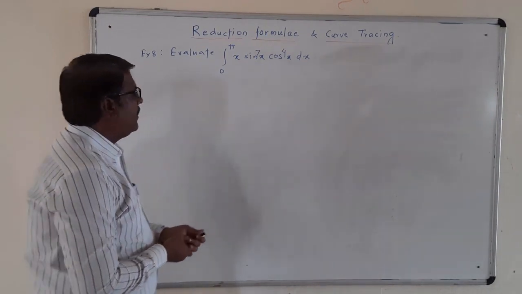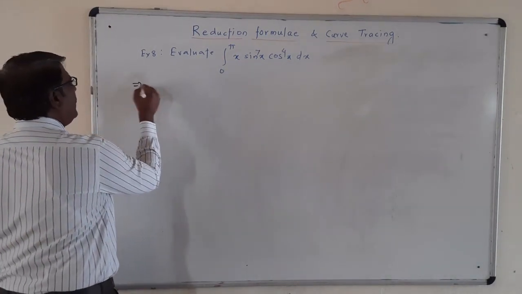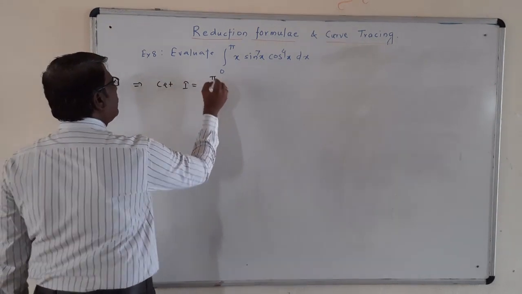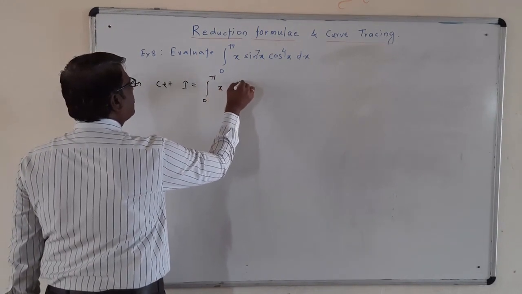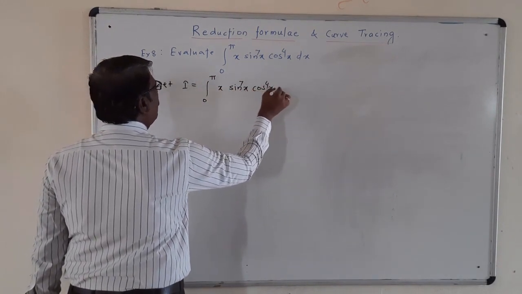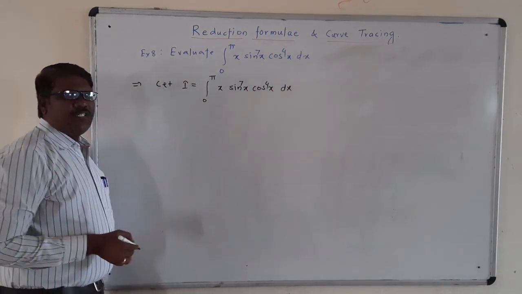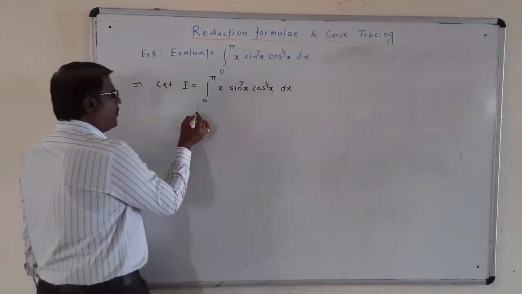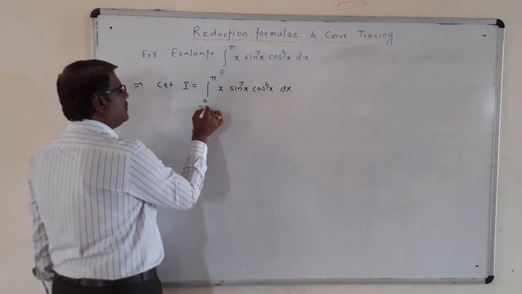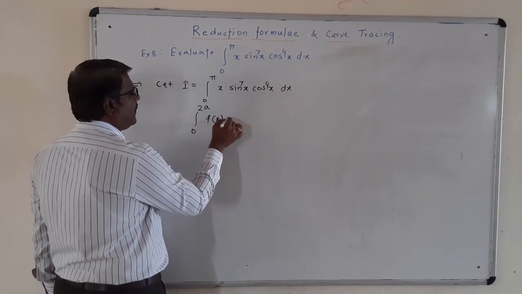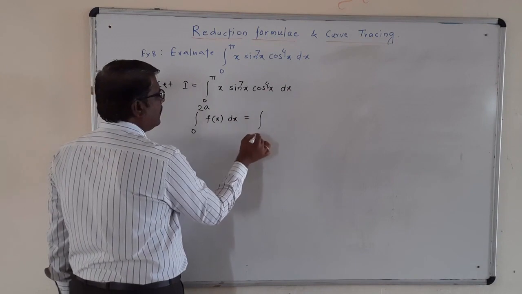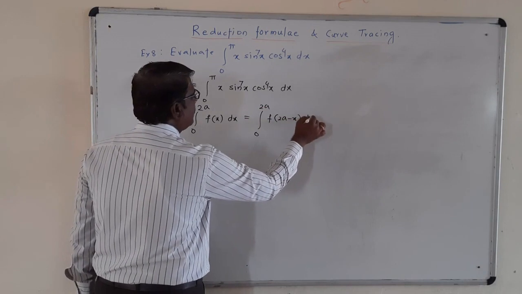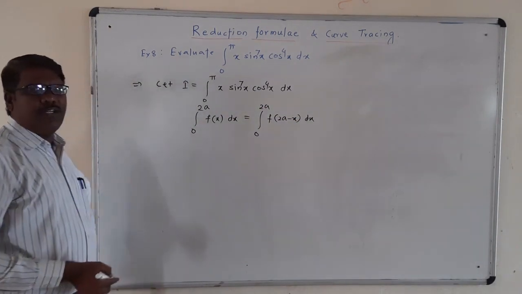So what we do here, we will first assume the given integral as, let I be equal to the integral from 0 to pi of x sin^7 x cos^4 x dx. Now in 12th standard, we have studied one property of integral. So that property I will write it here: the integral from 0 to 2a of f of x dx is equal to the integral from 0 to 2a of f of 2a minus x dx. So this property we have studied first time.